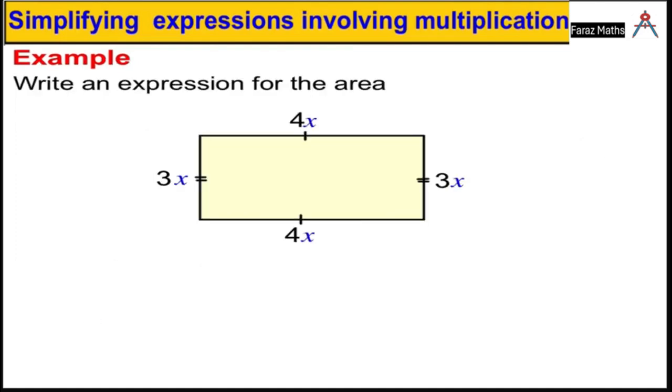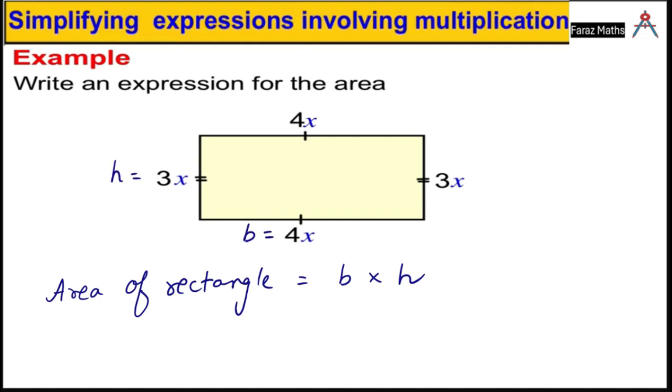Okay, the last question, write an expression for the area. We have a rectangle there, and we know the formula for the area of a rectangle. Area of a rectangle is equal to base times height. That is your base and that is your height, or you can say length and width also. So base is 4x times height is 3x. You have to multiply the numbers first. 4 times 3 is 12, and x times x is x squared. So that's the area of the rectangle expression.